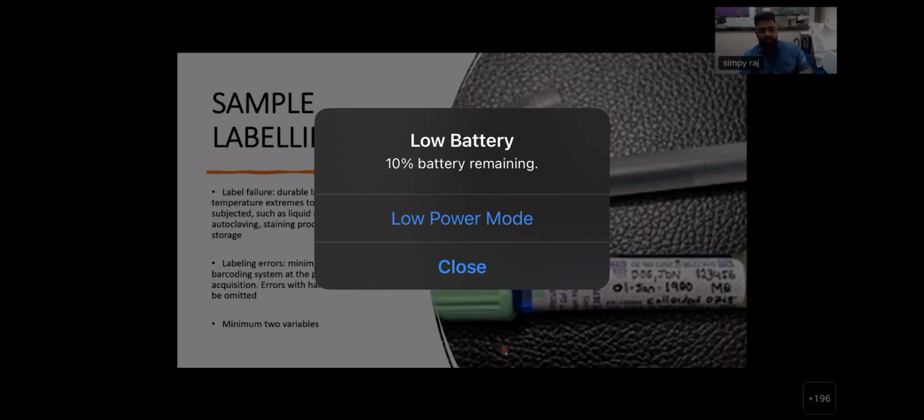And the next thing is labeling errors. Suppose you are writing the name of the patient on the tube, and by mistake, due to an alcohol swab on your hand, you erase it. And you don't know, and the sample gets mixed up. Again, there is a problem. You cannot just go processing it. You should always remember that for labeling, you need a minimum of 2 variables. The more the better, like name, age, case number. You should have 2 to 3 variables, because if one gets erased or damaged, then the other 2 can be used to solve the mix-up.